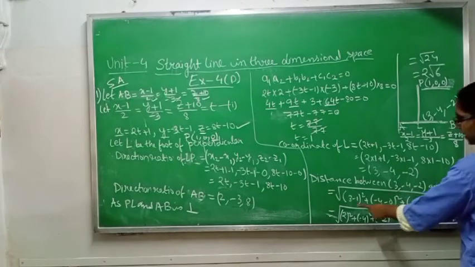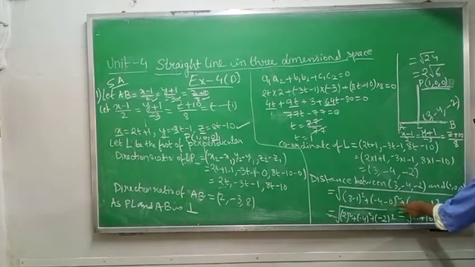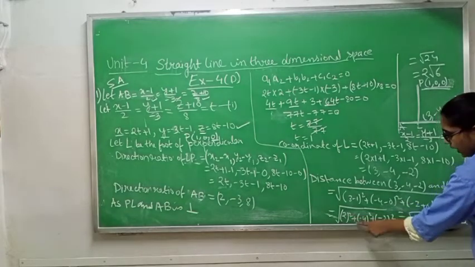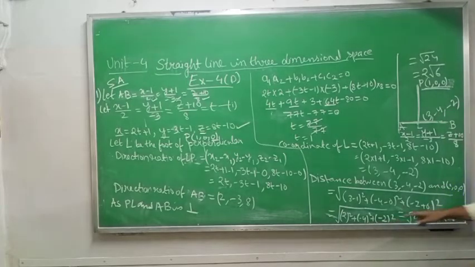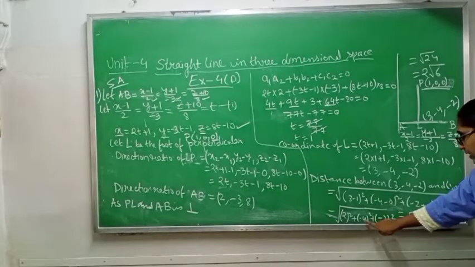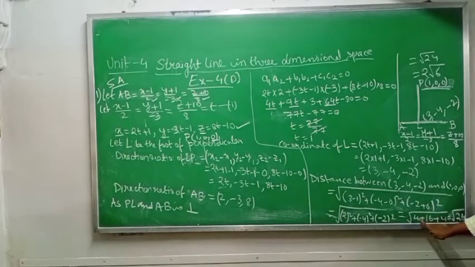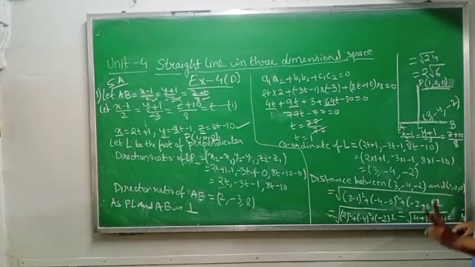So the same thing I am writing, x2 minus x1 whole square plus y2 minus y1 whole square plus z2 minus z1 whole square. I am getting 2 square plus minus 4 square plus minus 2 whole square. 2 square will give you 4, minus 4 square will give you 16, minus 2 square will give you 4. So 4 plus 16 plus 4 will give you 24. I have written here, so root over 24. When you take the LCM, you will get 2 root 6. So 2 answers you got.